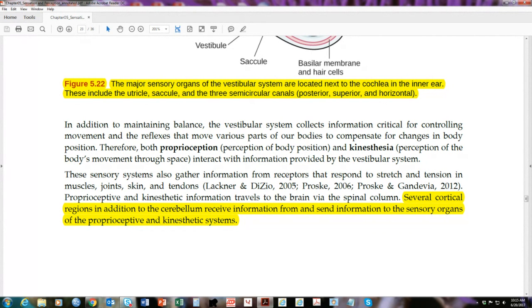Kinesthesia is the perception of your body's movement through space. So that's your kinesthetic sense. And so this information, this proprioceptive and kinesthetic information, travels via the spinal column to your cerebellum. And a lot of that information is coordinated in this cerebellum so that we have a smooth flow of movement, especially for well-practiced movements.